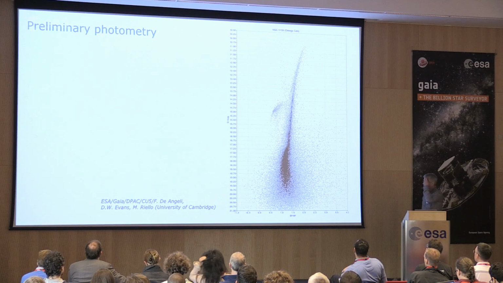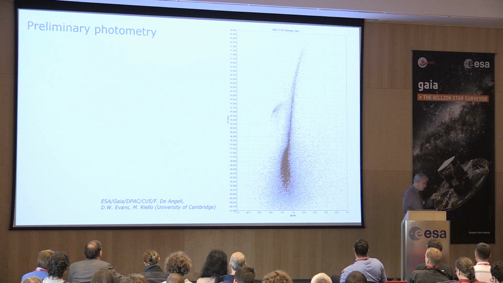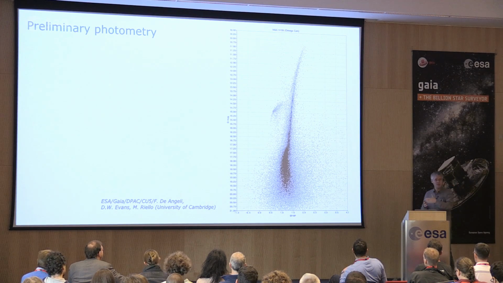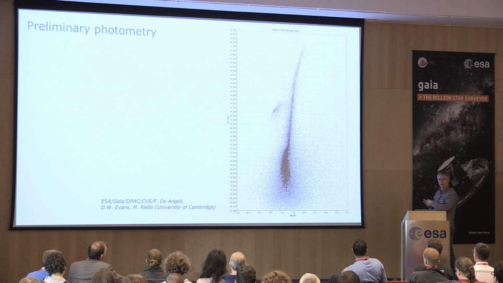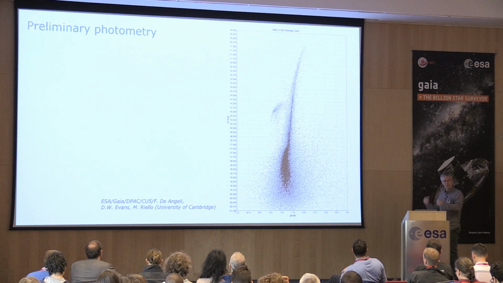And yet another example, the color-magnitude diagram. The first data release does not contain the Gaia colors, but with the preliminary photometry, we have it. And if you look at the Omega Cen color-magnitude diagram, it looks astrophysically sensible. So the data is there, it is collected, it just needs to be calibrated and processed.